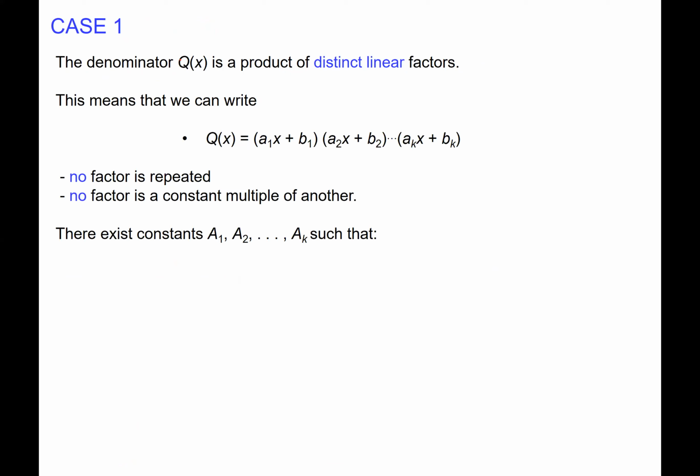Okay? If you factor out the denominator, you will see that all of the factors are linear factors, and none of them is repeated. And of course, none of them is a constant multiple of another. That means we took the denominator and simply factored it, and each factor is a different linear factor.